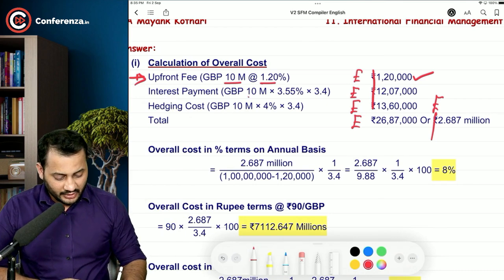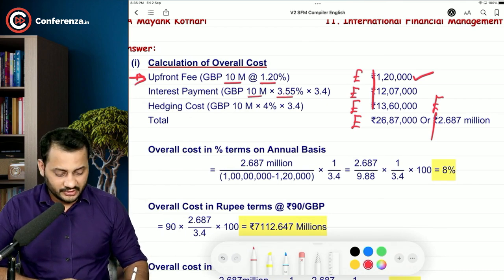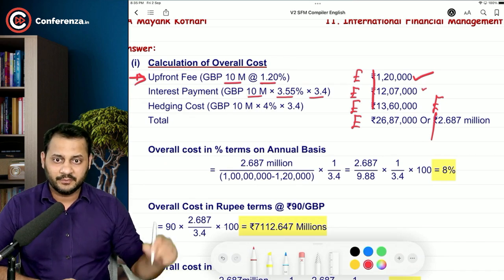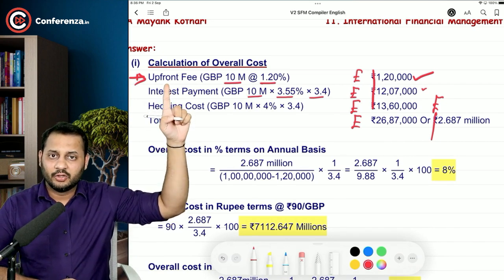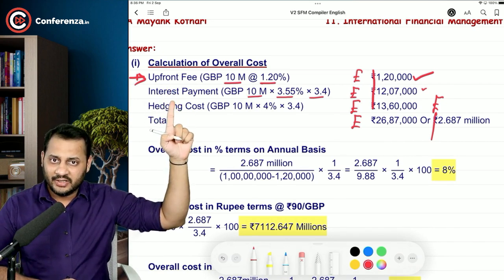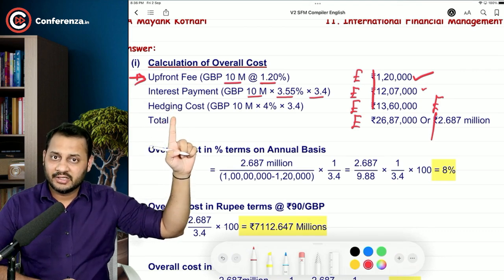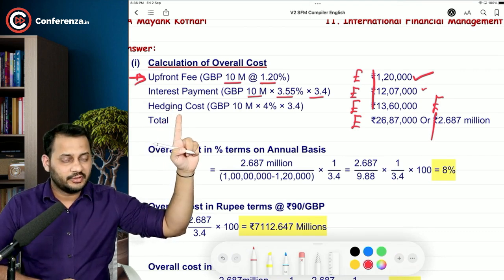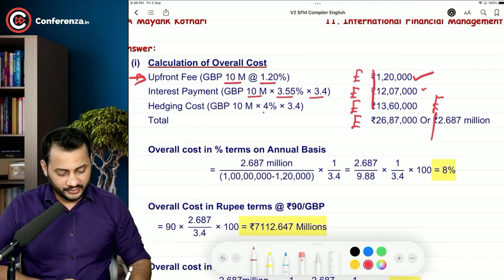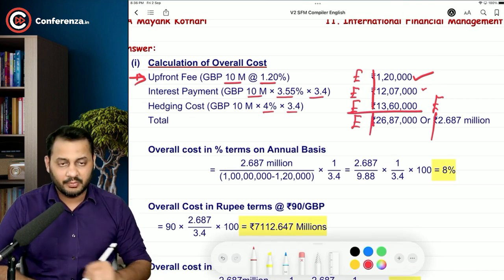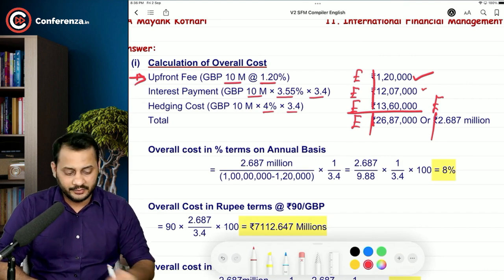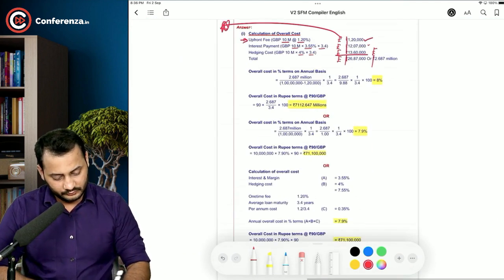Interest payment, have a look: 10 million into 3.55% for 3.4 average years, coming to 12,07,000 GBP. And hedging cost. There are only three types of costs that we have to bear. For taking the loan, we have to pay upfront fee, then we have to pay interest on that loan, and if we are taking hedging also, then hedging cost of 10 million at 4% for 3.4 years. So that's 13,60,000. So this is the total cost, 26,87,000 pound. Remove that rupees. Okay.